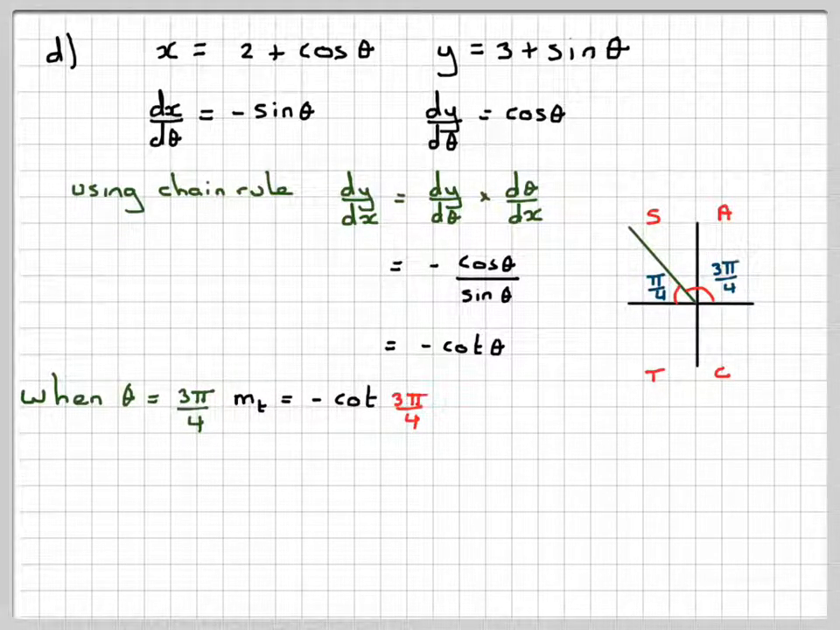Right, so 3 pi by 4 is this angle here, so we've got to consider pi by 4. Tan of pi by 4 is 1. Okay, and tangent is negative here, so this will be equal to minus 1. Minus of minus 1 is equal to 1.